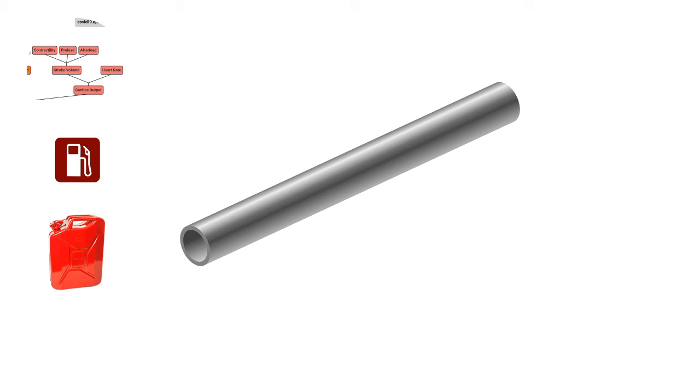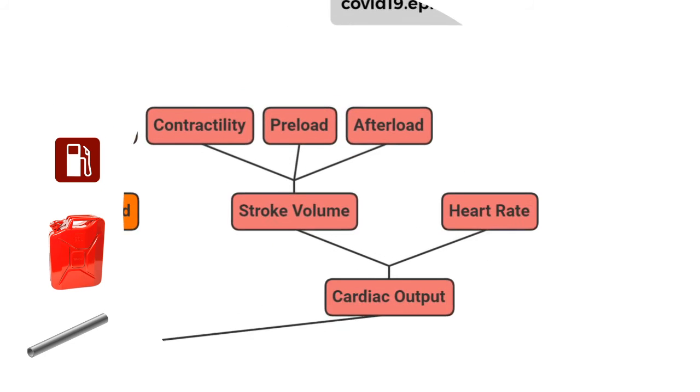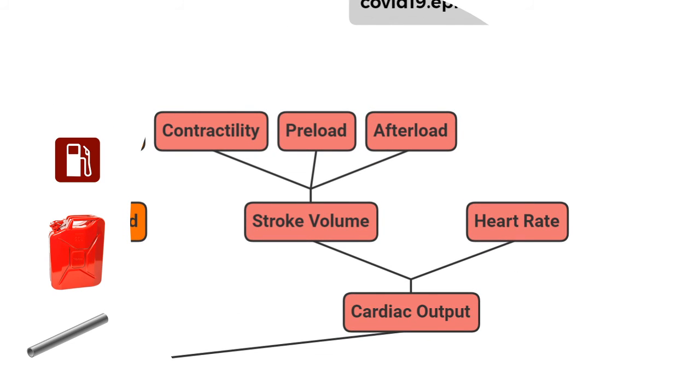The last component of stroke volume are the pipes or blood vessels. The pressure within the pipes is called afterload. The higher the afterload, the higher the blood pressure. The most common drug we use to increase the squeeze is norepinephrine. The pump, tank, and pipes contribute to stroke volume.